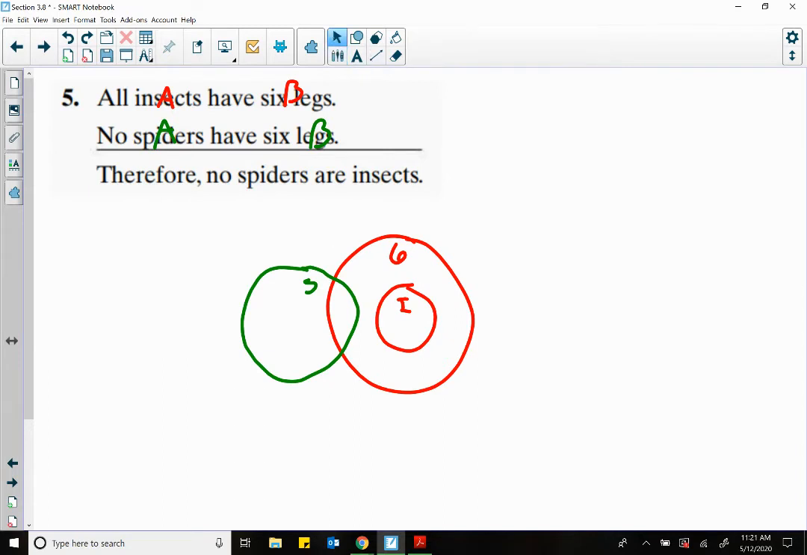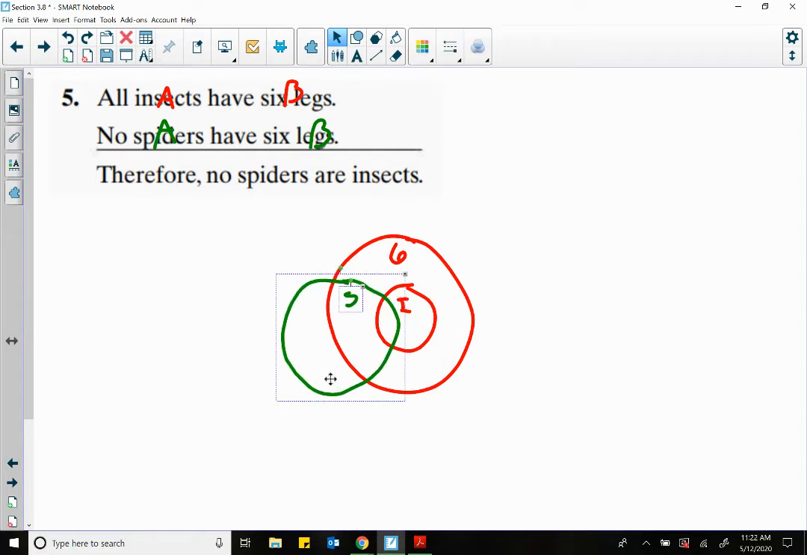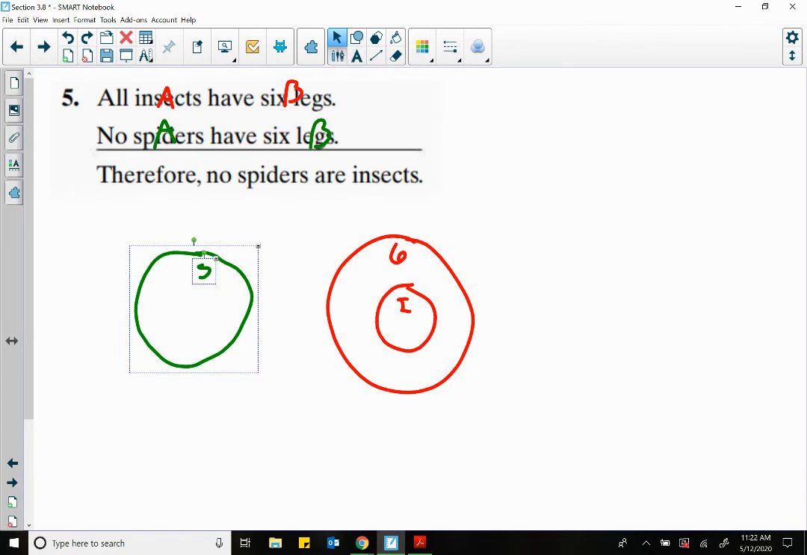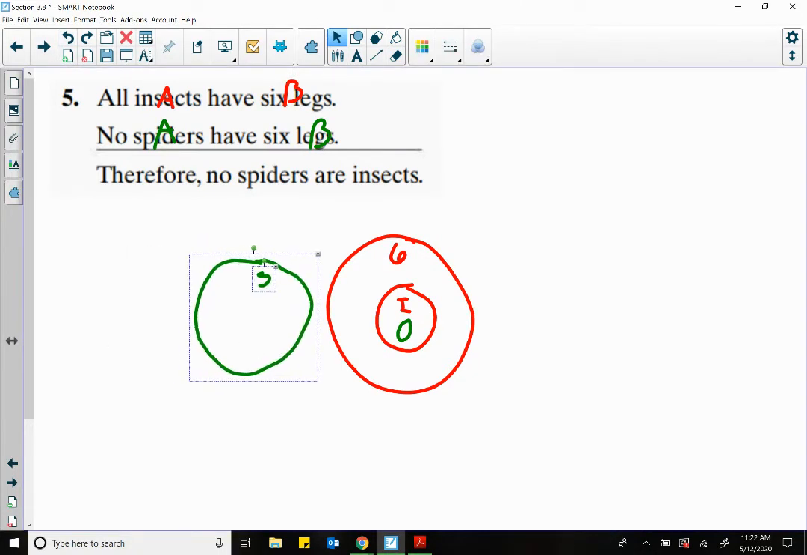So again, this picture down here can't happen because I've got spiders and 6 legs touching. I can't have any overlap like that because spiders and 6 legs are touching. I can't shrink this down and put it entirely in here. I can't do this because that would mean that 6 legs is surrounding spiders. Spiders is in 6 legs. That can't happen. Okay? So this right here is the only picture that can be drawn. This is what it looks like.